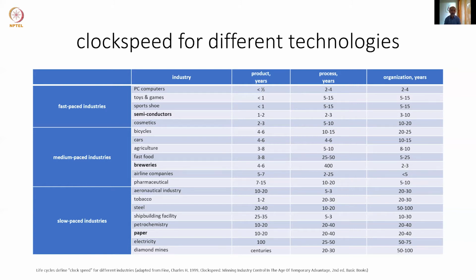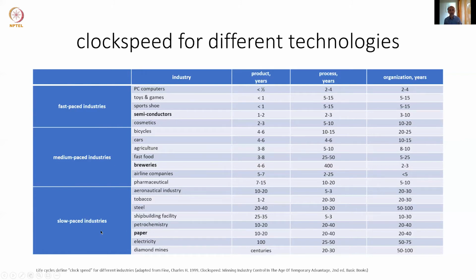There are several publications from Charles Fine, several studies when he analyzed the history of evolution and history of replacement. And we can see that all kind of technologies, or in the original publication they were named industry, we can split them into fast-paced industries, medium-paced industries, and slow-paced industries.